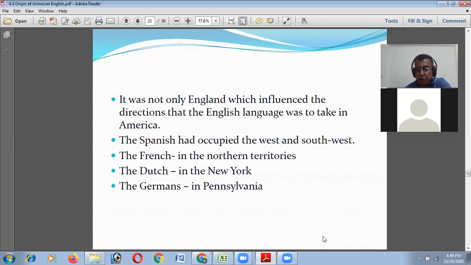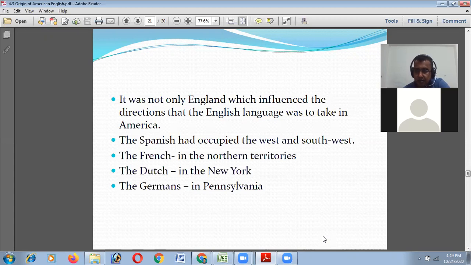The Spanish occupied the western and southern parts. Not only people from England, also the Spanish went there, the French went there, the Dutch also went there, and the Germans also went there. So in New York, you will see Dutch. In Pennsylvania, you will see German, and in the Northern Territories, you will see French.